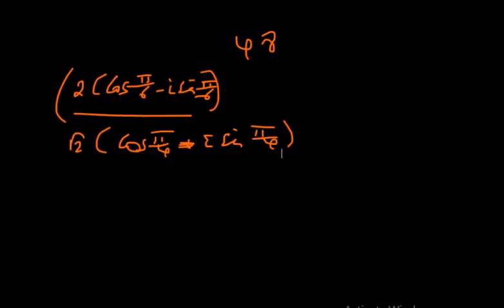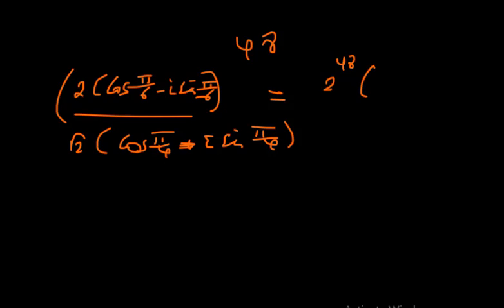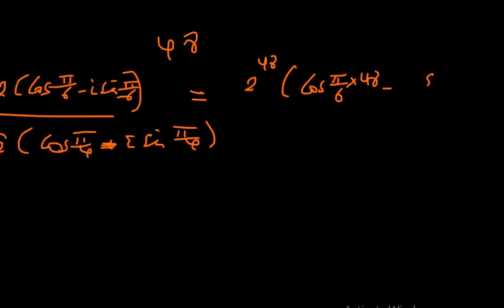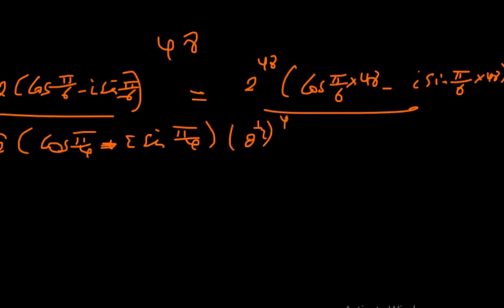Okay, so let's use the property. This is the same as 2 to the power of 48 times cosine of pi over 6 times 48 minus i sine of pi over 6 times 48, over, doing the same thing here, the square root of 2, which is 2 to the power of 1 over 2, times 48, cosine of pi over 4 times 48 minus i sine of pi over 4 times 48.